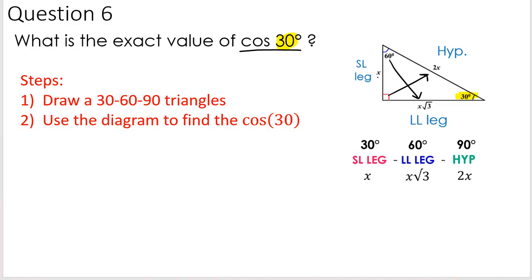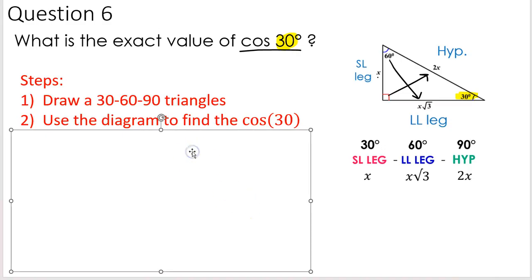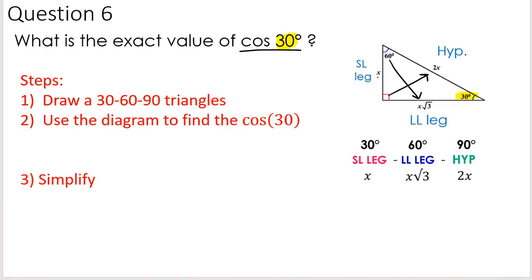Now, we want to use the diagram to find cosine of 30. Now, cosine is A over H, right? A over H. So what we need to do is label our sides. We know that this guy is the hypotenuse, okay? If 30 is our angle, the side that's away from it, that's going to be my opposite, right? And the one right next to it is going to be my adjacent. So cosine is A over H.